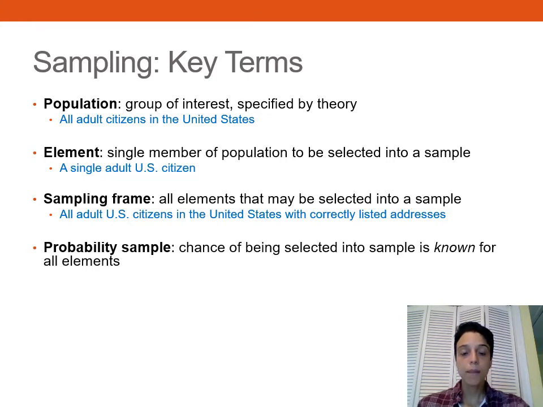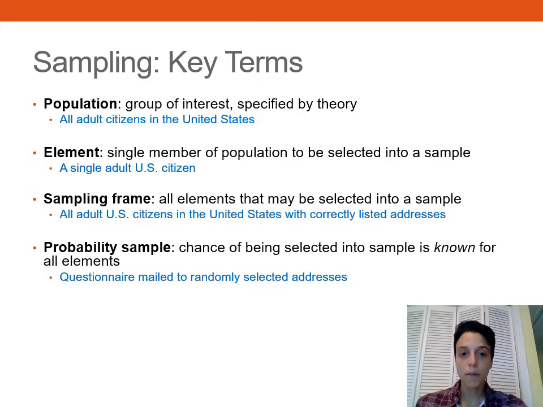The best kind of sample, and the one that we're going to talk most about today, is a probability sample. A probability sample is a sample for which every element has a known chance of being selected from the population. In other words, you know all the members of your population or sampling frame, and you know the chances that each of those members will be selected into your sample. And as we'll talk about, this is really important when it comes to generalizing from the sample to the population that you're interested in. But for now, we'll leave it at this definition, which is that a probability sample is a sample for which the chances of being selected into that sample are known for all elements.